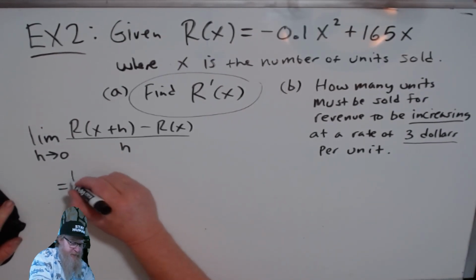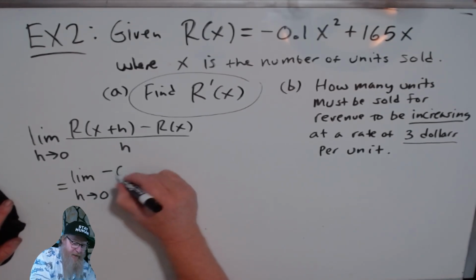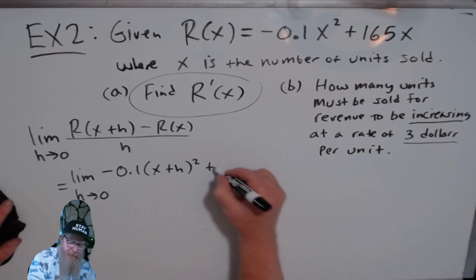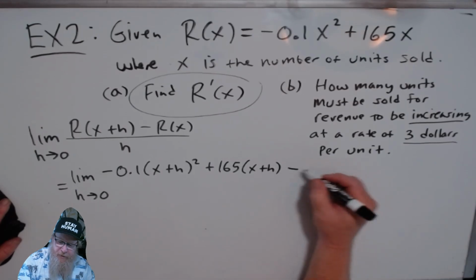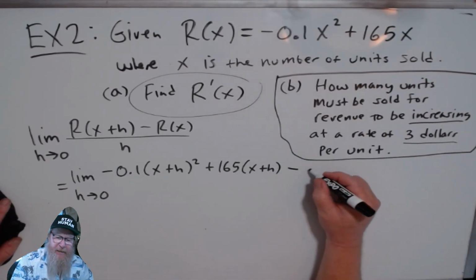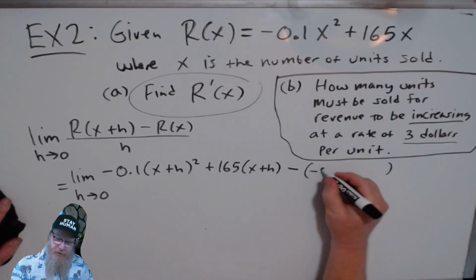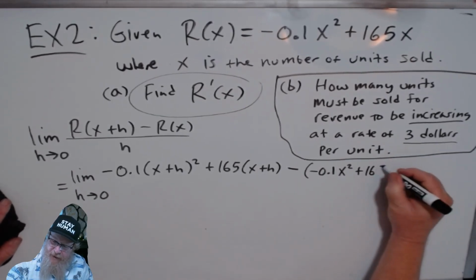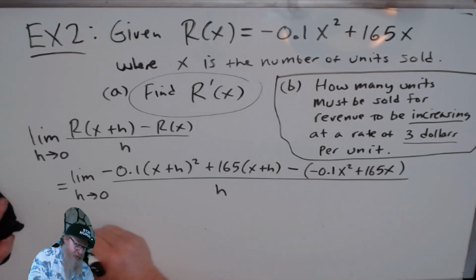All right, so that's the limit as h goes to 0 of negative 0.1 times (x plus h) squared plus 165 times (x plus h). I better just save that. Minus, now copy the whole function, negative 0.1 x squared plus 165x, all over h.